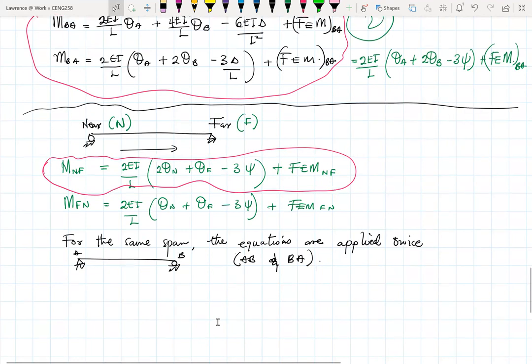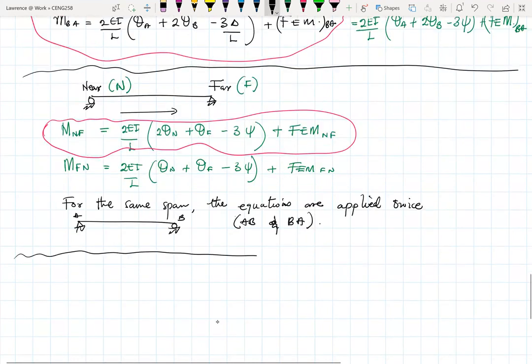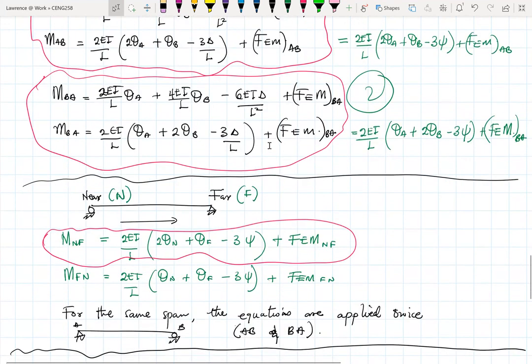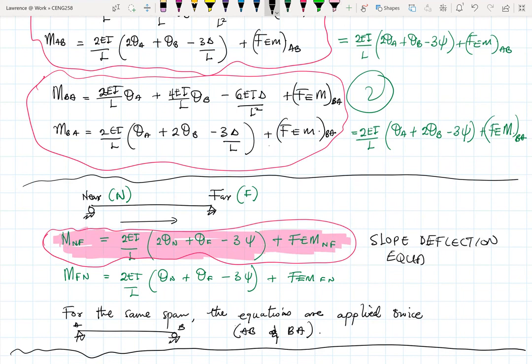All right, so once we have that done, we've been able to formulate the equations. The slope deflection equation: M_AB is equal to 2EI over L into bracket 2 theta A plus theta B minus 3 delta over L, plus the fixed end moment AB. That is one of the equations. In general terms, we could write the equation like this, and this becomes the slope deflection equation.